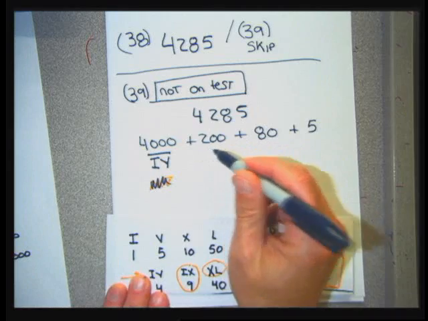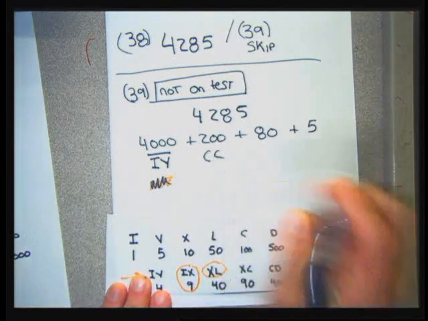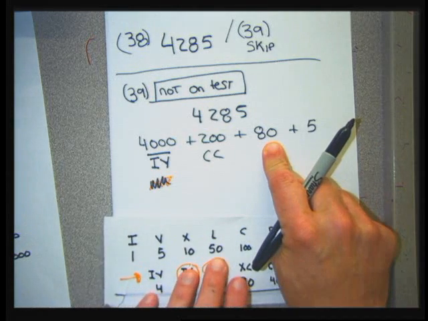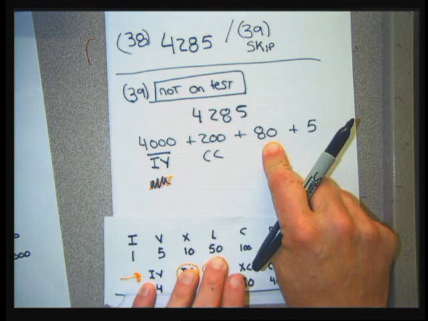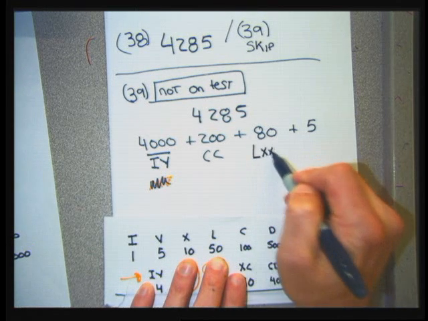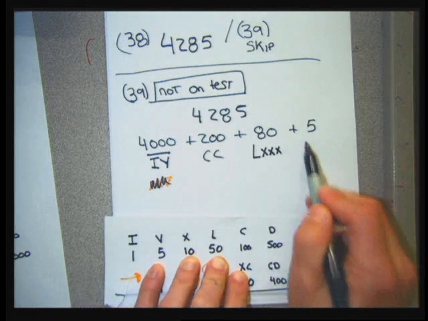For 200, that's easy for me. 200 is just a couple of C's. 80 is also not so hard for me. For 80, it's going to be 50 and 30. So I'm going to write L, X, X, X for 80. I probably could have broken that up into 50 and 30, but I don't really feel the need to do that. And for the 5, I'm going to put a V.